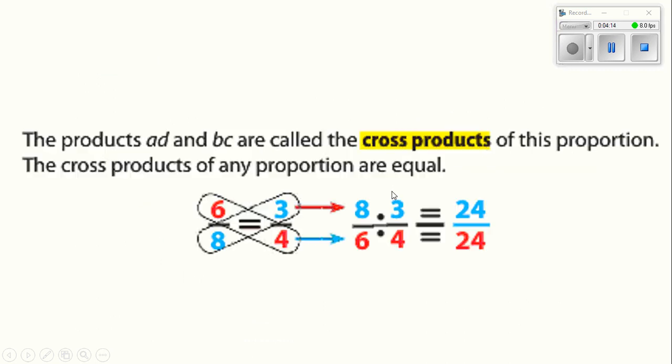We do the same thing with numbers. The products AD and BC are called cross products of this proportion. So the cross products of any proportion must be equal. So in this case, 6 over 8 equals 3 over 4. 6 times 4 equals 24, and 8 times 3 equals 24. Do we see this is proportional? Because when we take our cross products, we get 24 and 24.